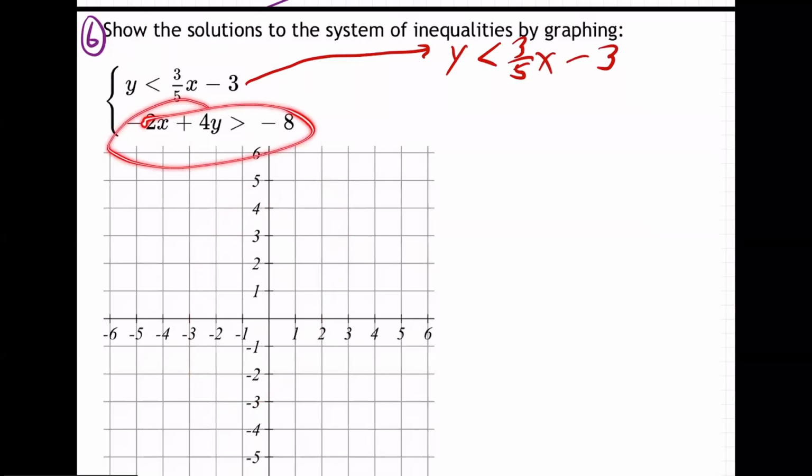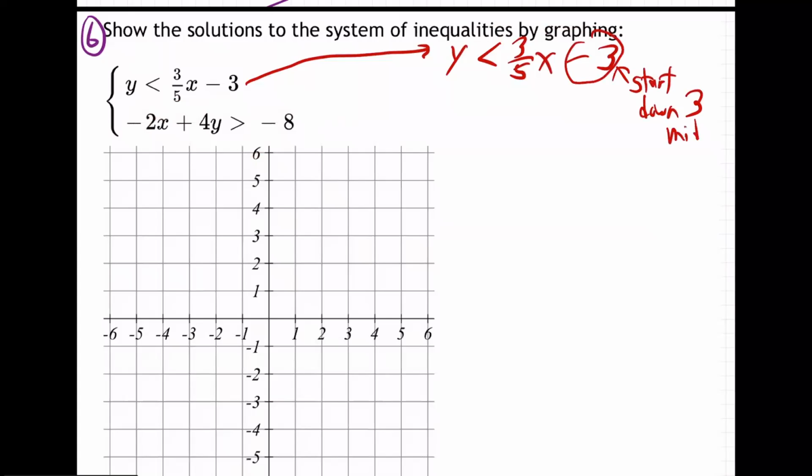The second one, when we get to the second one, we're going to have to do some work to get y alone first before we can graph. But this top one already has y alone. So let's start out here. And remember, whatever number's off to the right, you start, and that's going to be down 3 in the middle. Right there. Down 3 in the middle. There's our first dot, down 3 in the middle.